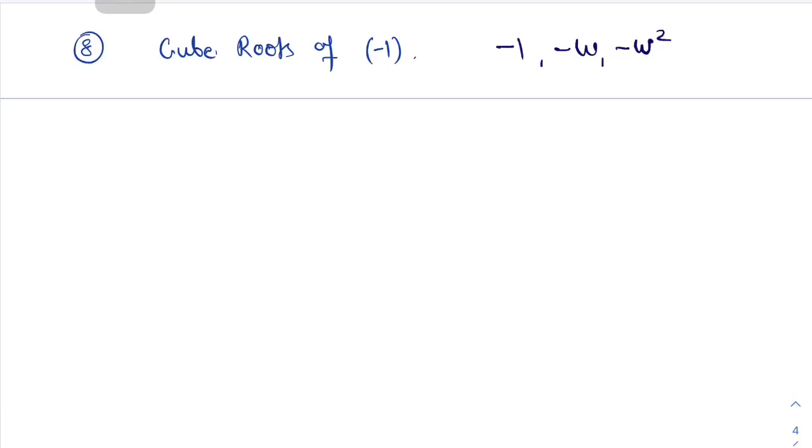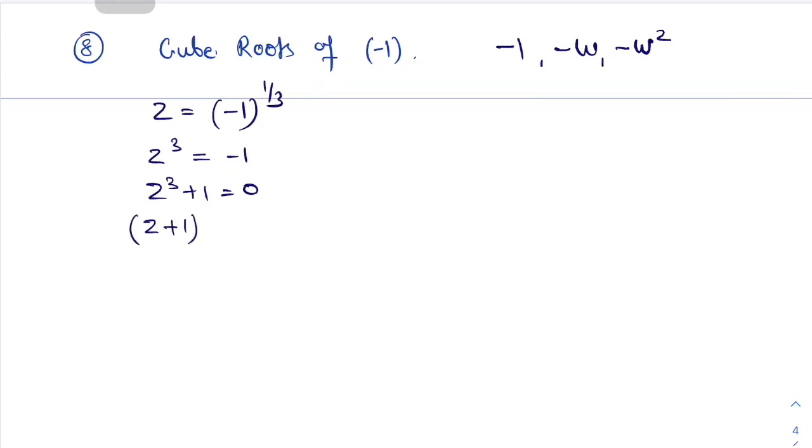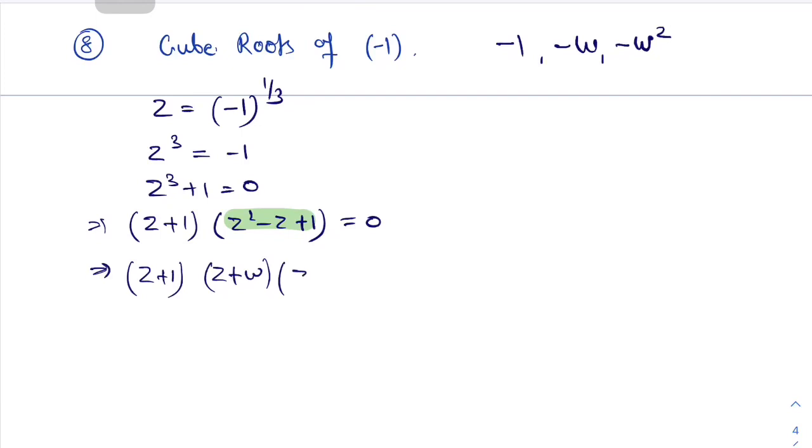How we can get this? Cube root of minus 1 means this thing. Okay, if we cube both sides, z cube will be minus 1, z cube plus 1 is equal to 0. We can factorize this. Z cube plus 1 is (z plus 1) into (z square minus z plus 1) equal to 0. Recently we have seen how to factorize this a square minus ab plus b square, that is (z plus a plus b omega) into (a plus b omega square).